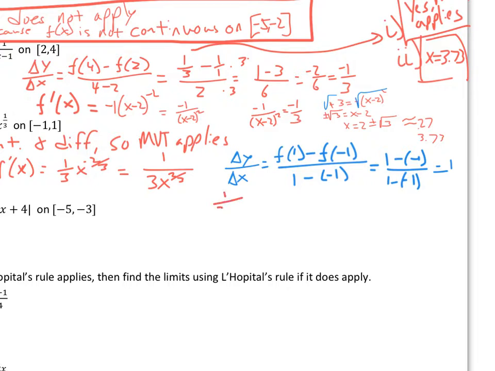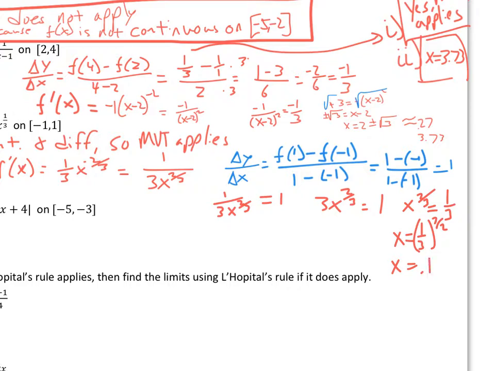So we have 1 over 3x to the 2/3 equals 1. Cross multiply, we're just saying that 3x to the 2/3 equals 1. Okay, and so multiply by 3, so x to the 2/3 equals 1/3. So x is 1/3 to the 3/2 power. And let's go to our calculator for that, and we get about 0.19.